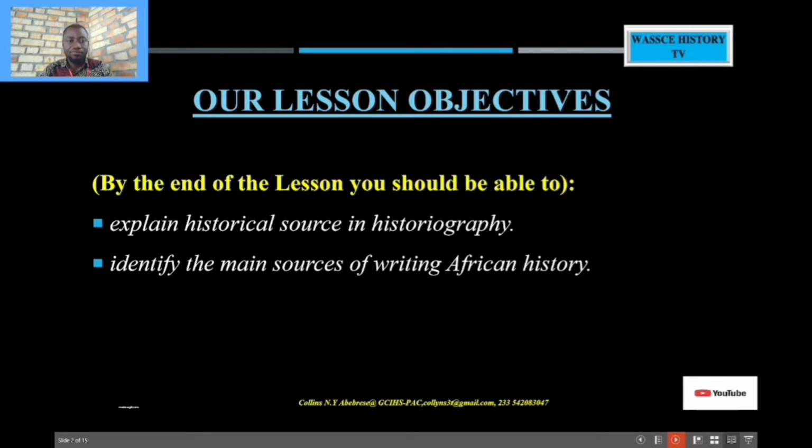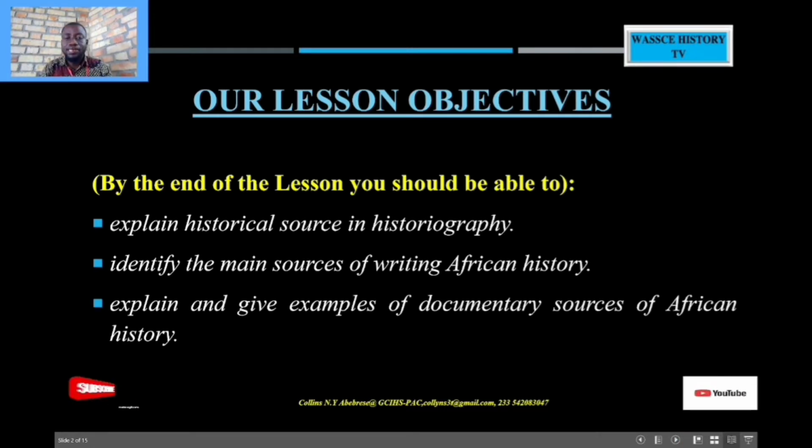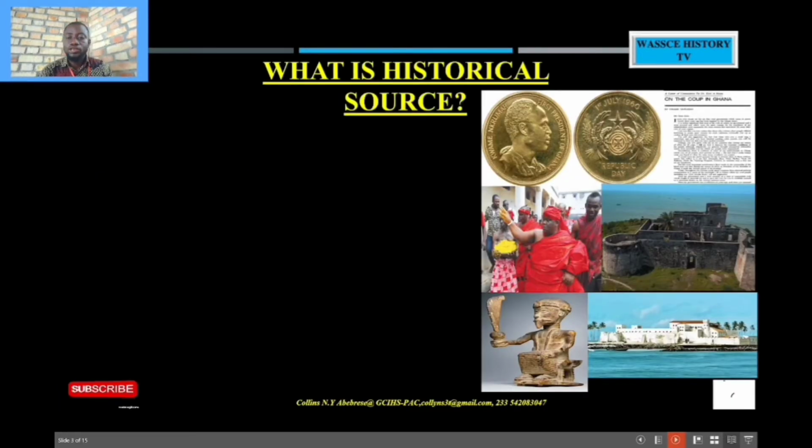Then also identify the main sources of writing African history. You should also be able to identify the main sources used in the reconstruction of African history. And the third one, you should be able to explain and give examples of documentary sources of African history. So when you are asked to define or explain what a documentary source is, you should be able to do so. And more so when you are asked to identify some examples of documentary sources of history, you should be able to do the same as well.